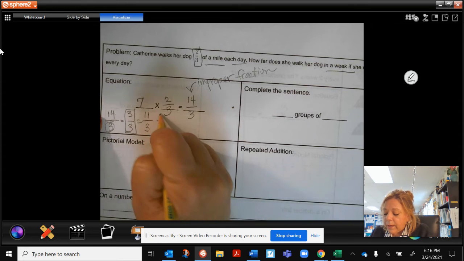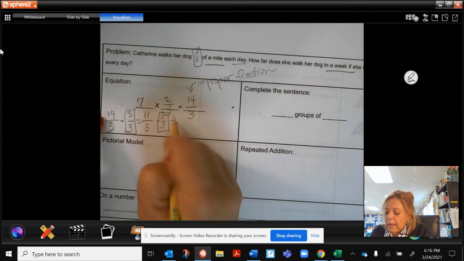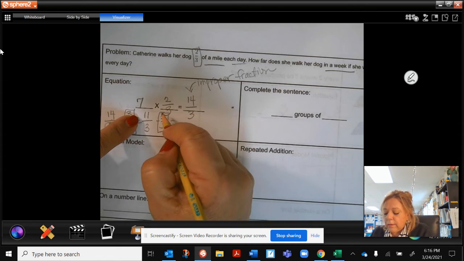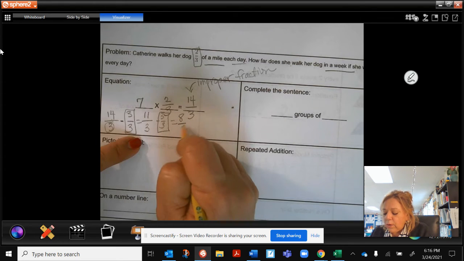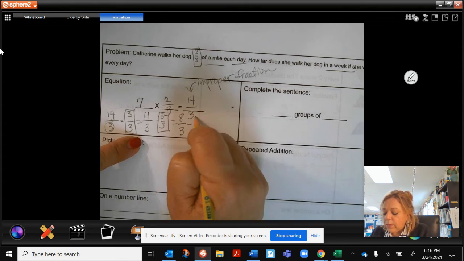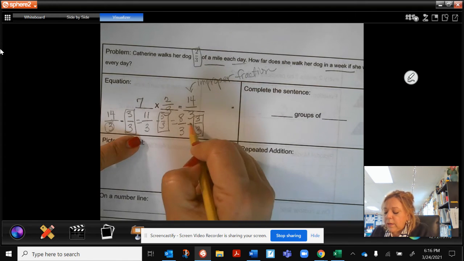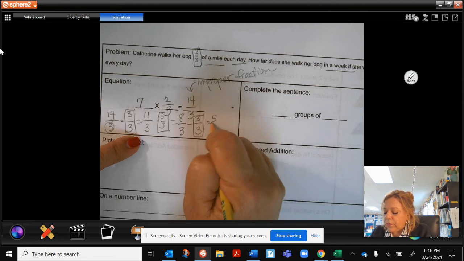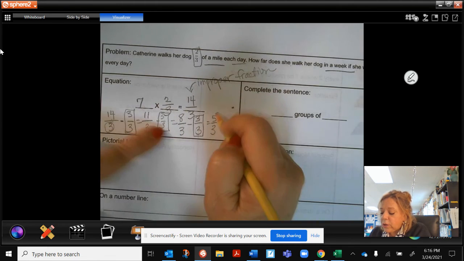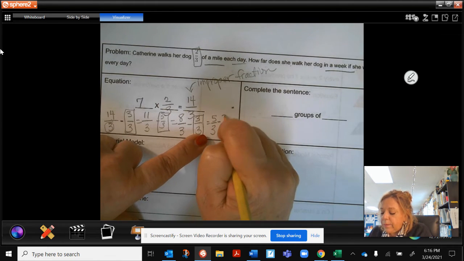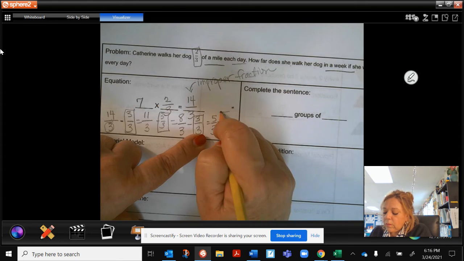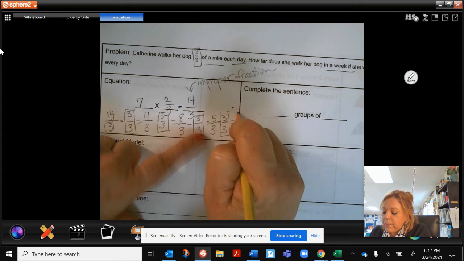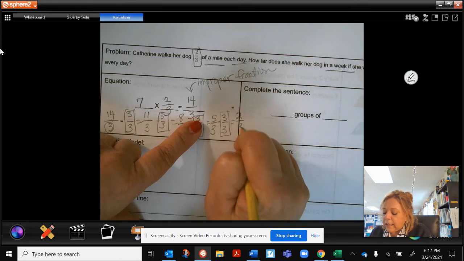I can keep going. 11 minus 3 is 8, 9, 10, 11. So that's 8 over 3. I can keep going. 8 minus 3 equals 5 over 3. Still an improper fraction, so I can keep going. And this becomes 2/3, and I can stop.